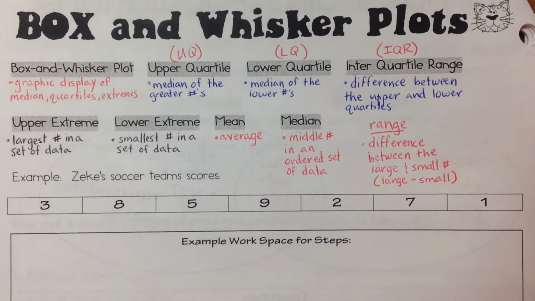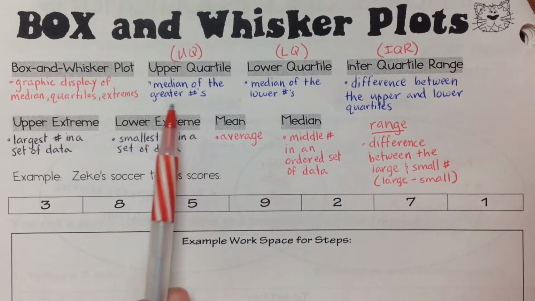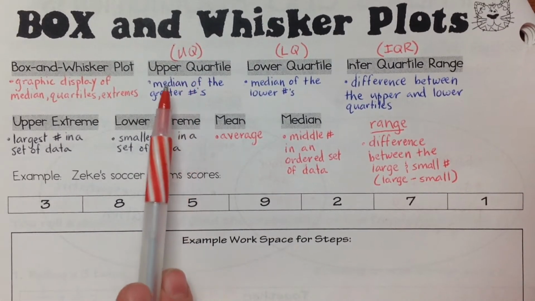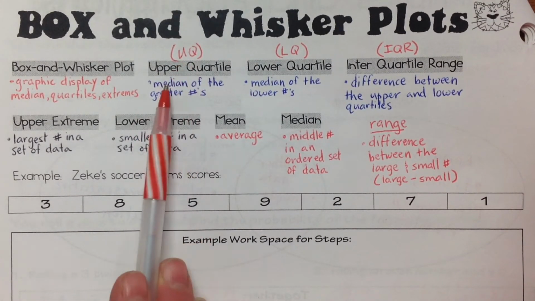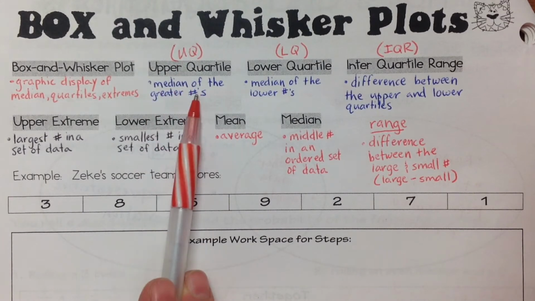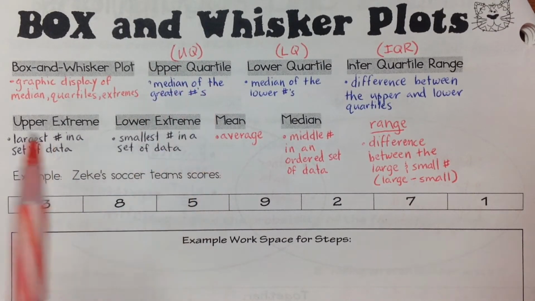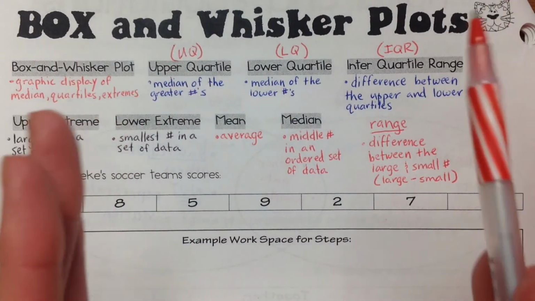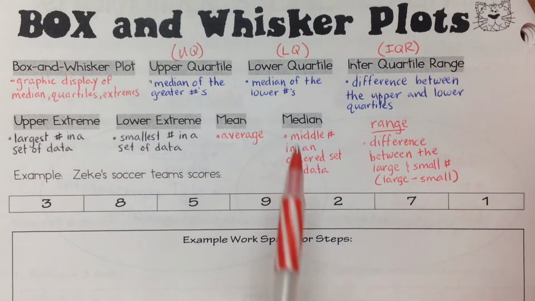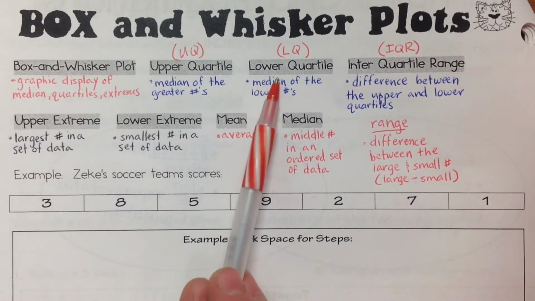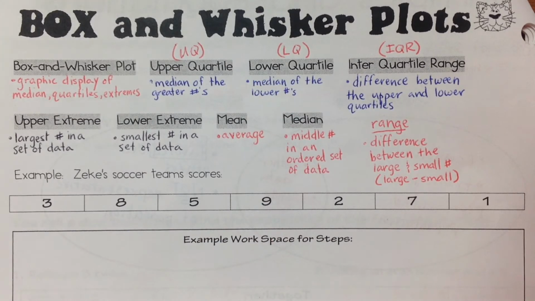And so let's go over some vocab words here. There are quite a few of them. A box and whisker plot is basically a graphic display of the median, quartiles, and extremes. And so then we're going to look at what each one of those are. So the upper quartile, or we call it UQ, is the median of the greater numbers. So you're going to have to find the median, and then the upper would be the median of those upper numbers, and then the lower would be the median of the lower numbers.